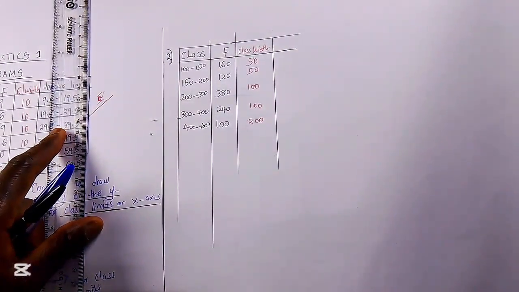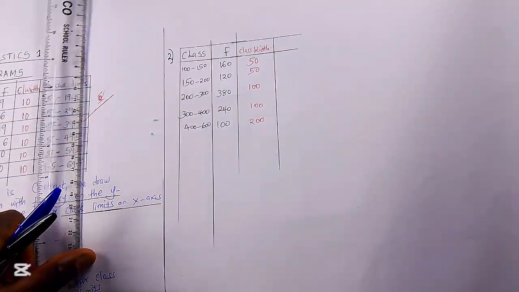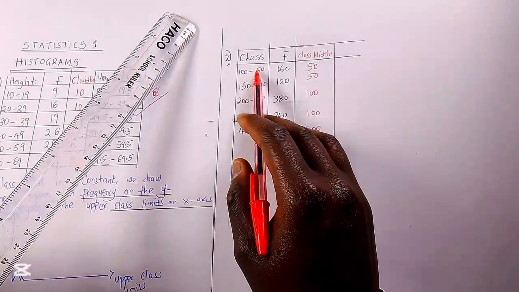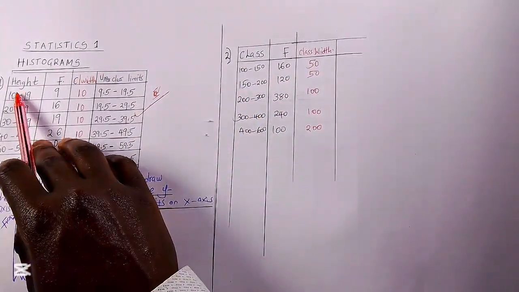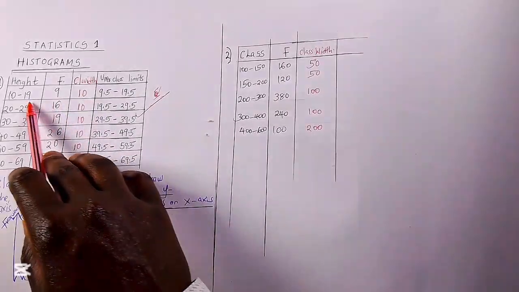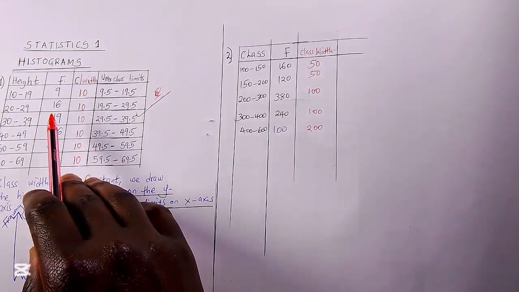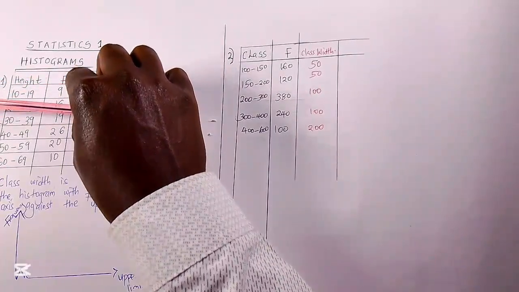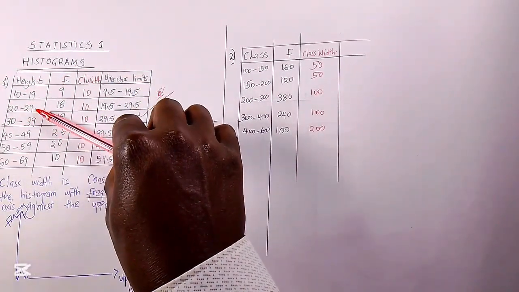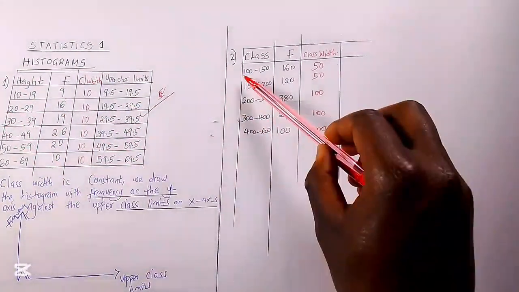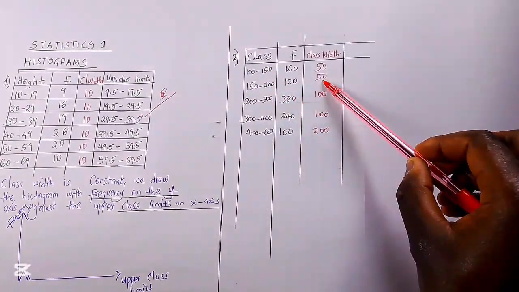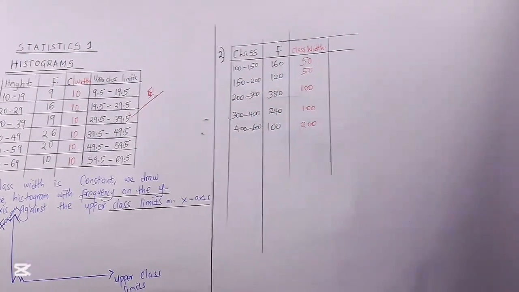So if you check clearly, our class width is not uniform in this case. Here we had 100 to 150 being 50. Here we had 10 to 19 being 10. Why not 9 here? The reason is because from 10 to 19, that class is completely separated from 20 to 29. So you see, this is 19, this is 20. So 100 to 150 is 50, 150 to 200 is 50. That is why the change is like that.